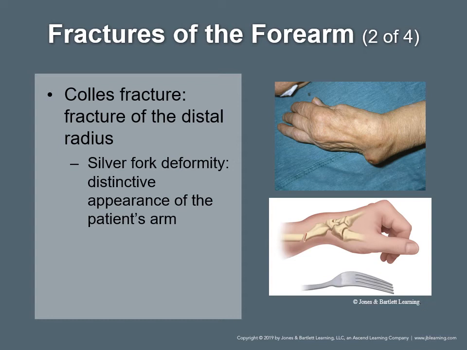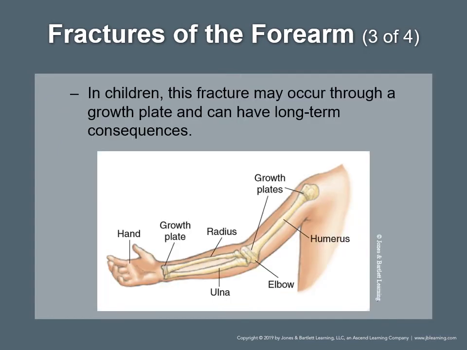Let me go back up. An isolated fracture of the shaft of the ulna may occur as the result of a direct blow to it. It is known as a nightstick fracture. The term silver fork deformity is used to describe the distinctive appearance of the patient's arm. That's going to be with a Colles fracture. In children, this fracture may occur through a growth plate and can have long-term consequences.